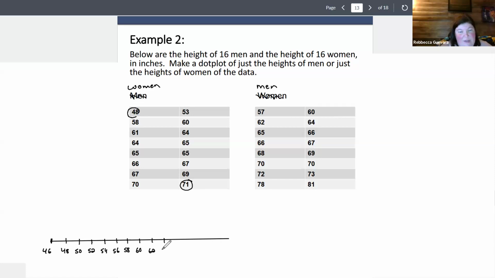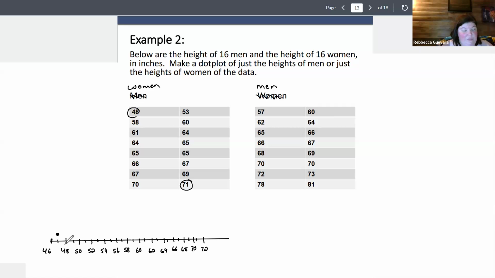62, not 70, 64, 66, 68. Then we'd have 70 and then 72. And that's as far as I need to go. And if you want to, you could put a little dasher in between them to indicate there is another point there. So sorry, my scaling got a little off here. So we just put a little dot here.